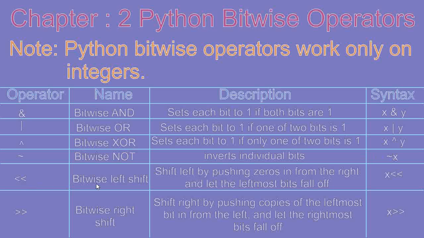Next, the bitwise left shift operator shifts left by pushing zeros in from the right, and lets the leftmost bits fall off. And the last one is the bitwise right shift, which shifts right by pushing copies of the leftmost bit in from the left, and lets the rightmost bits fall off.